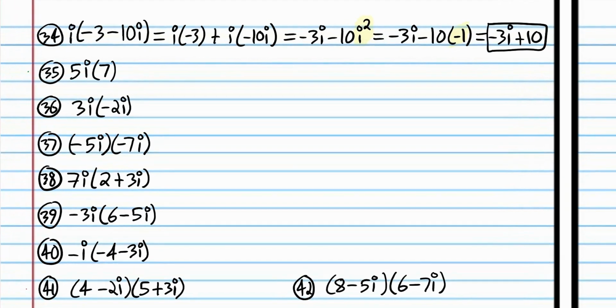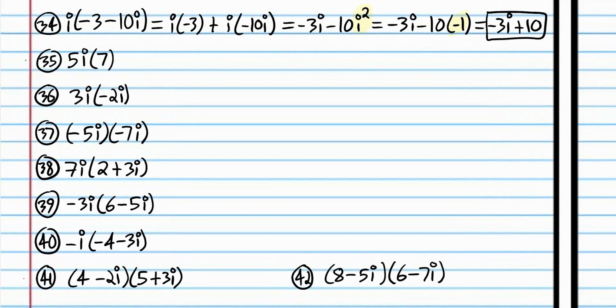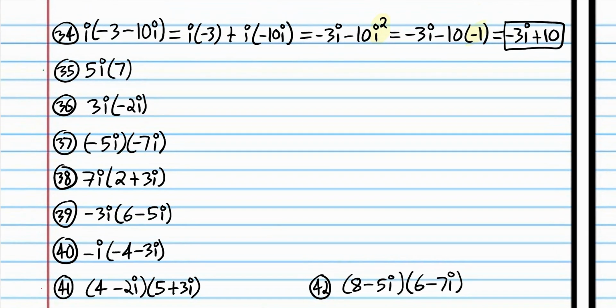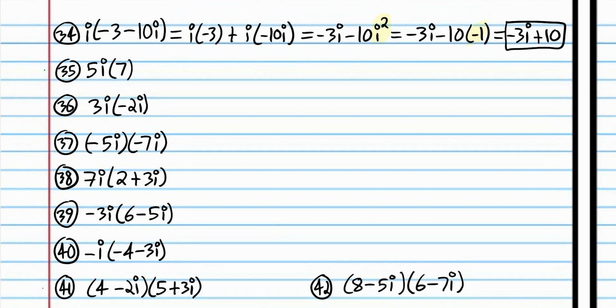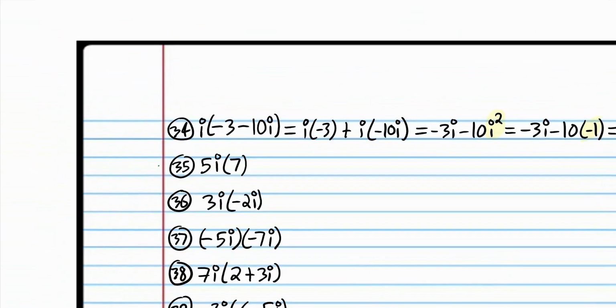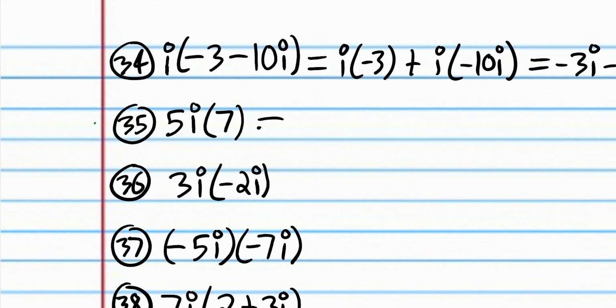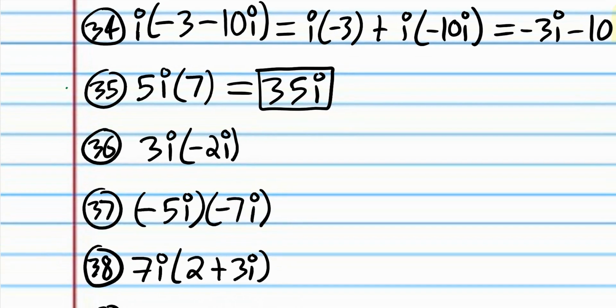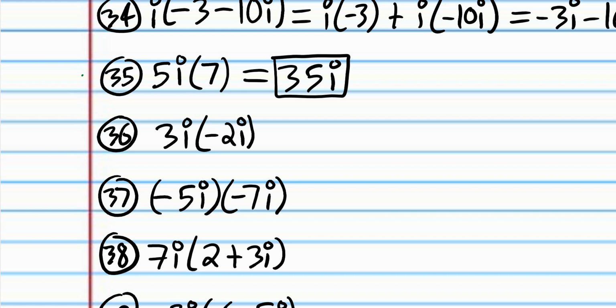All right, so now it's time for you to try. Go and attempt number 35, and when you come back, we'll do it together. All right, we're back. So 7 times 5 is 35, and the I is not multiplied into another I, so we just leave it like that. So if you got that answer, good job.